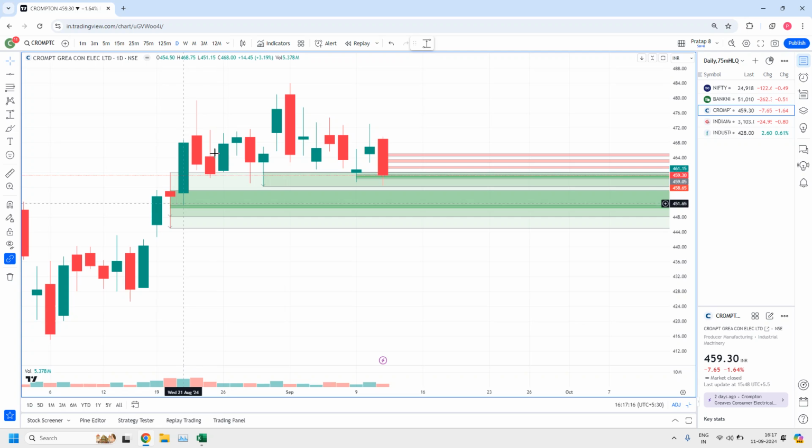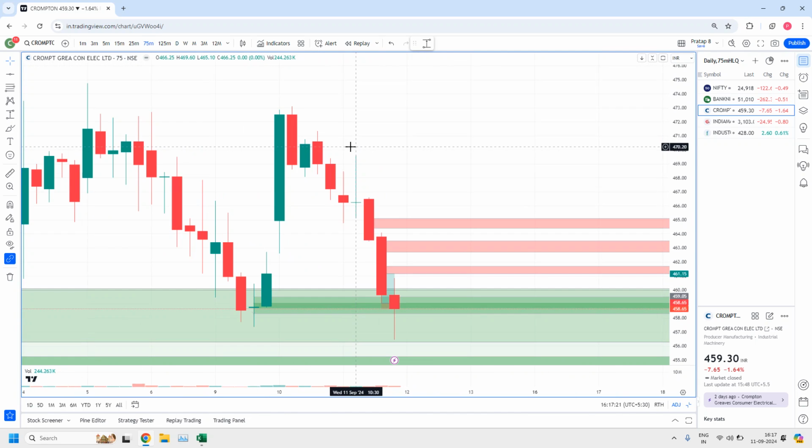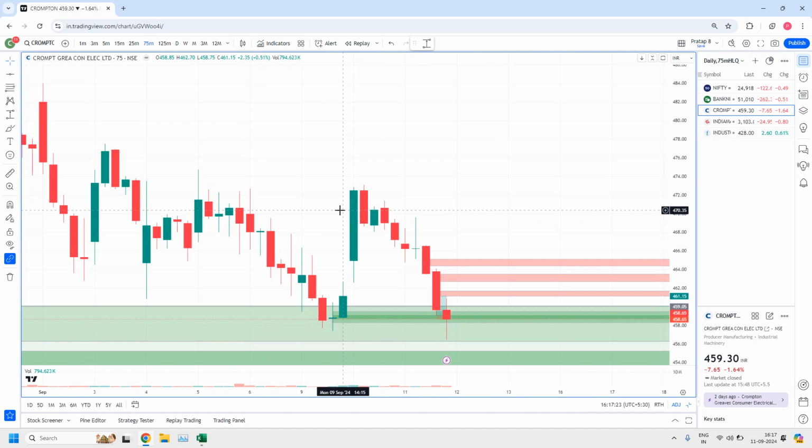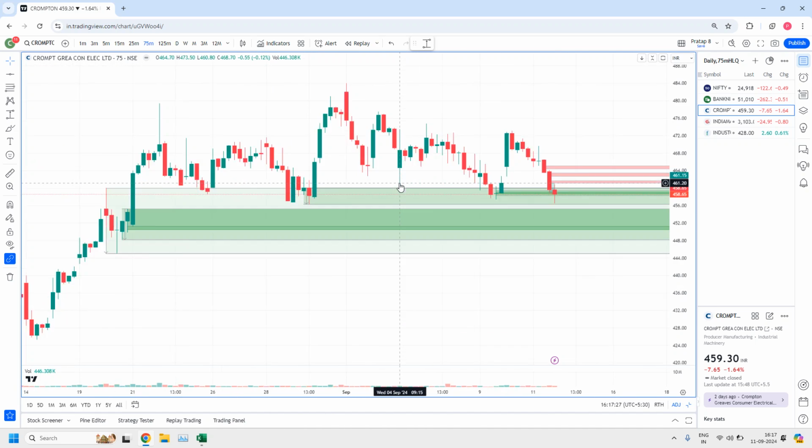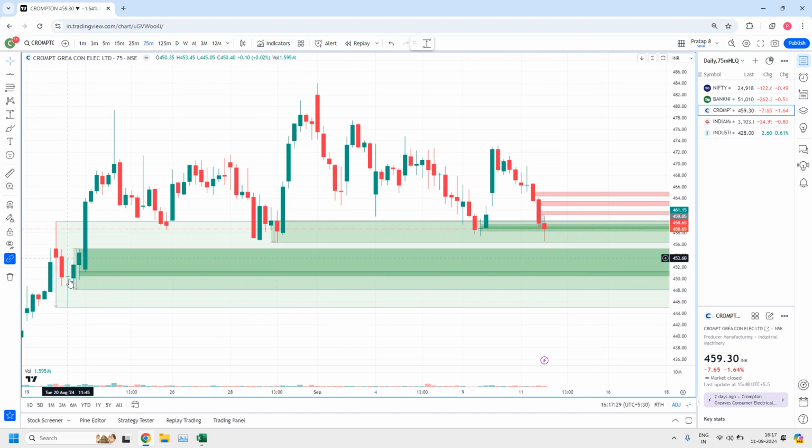Now I have fine-tuned this zone with 75 minutes time frame. I have identified two 75-minute zones. Here we have a drop, base, rally. And then again here, see here, failed ERC candle. It can be used as a leg in. This is a leg in, two base candles and then a rally candle. So this is like a rally, base, rally.